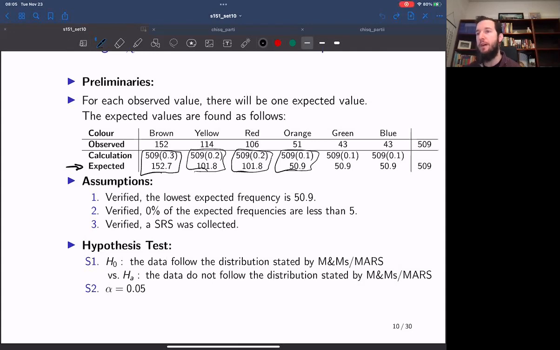So for example, if we have 509 M&Ms in our sample, we would expect 152.7, which is 30% of them, to be brown, right? Because if 30% of the bags are brown and you have 509 M&Ms, 30% of those 509 should be brown if that pre-established distribution is true. So that gives us 152.7. We would expect 20% to be yellow, 20% to be red. So 509 times 0.2 is 101.8. So we would expect 101.8 yellow, 101.8 red. Orange, green, and blue should occur 10% of the time. So of the 509 M&Ms, we would expect 50.9 to be orange, 50.9 to be green, and 50.9 to be blue. Okay, so all we're doing to compute the expected value is taking sample size and multiplying by the probability of observing each outcome.